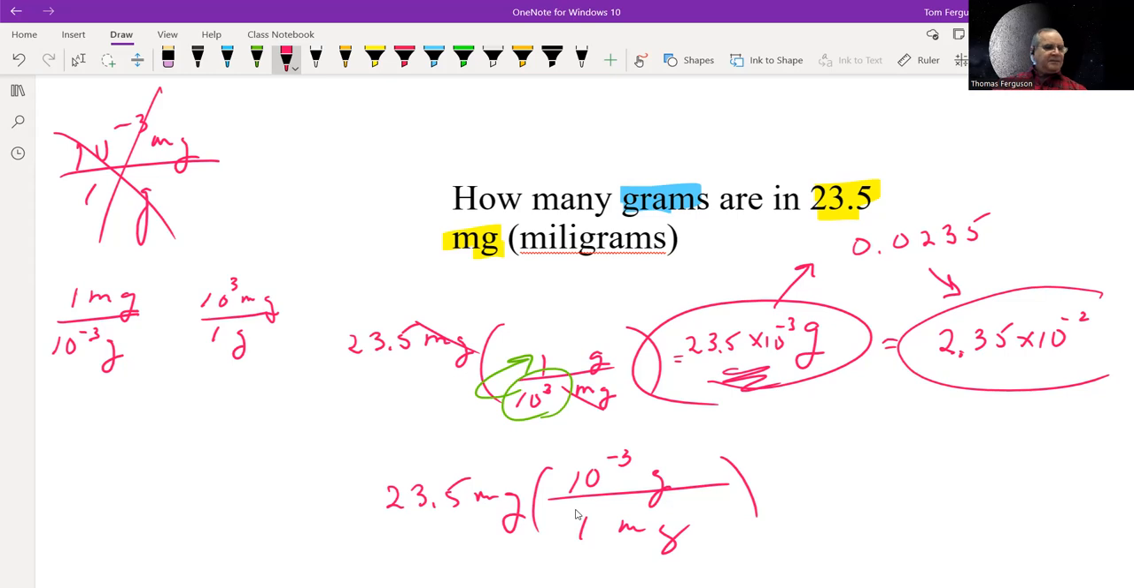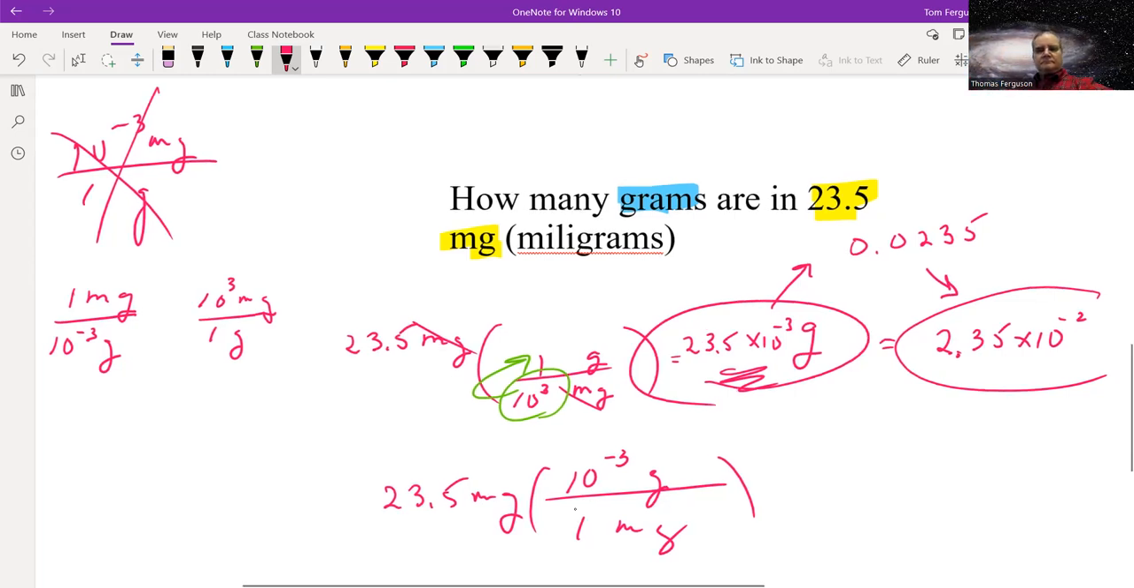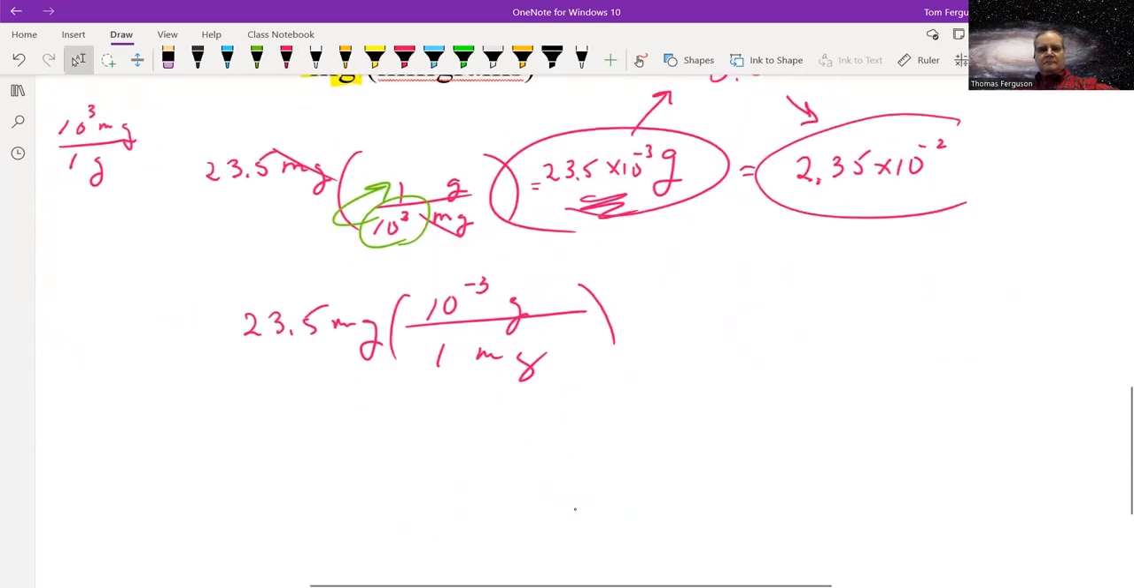Okay, so that's a typical metric conversion problem. You've got to first identify the conversions and then what's given and what you are trying to calculate. Given on the left, calculate on the right, conversion factors in the middle.